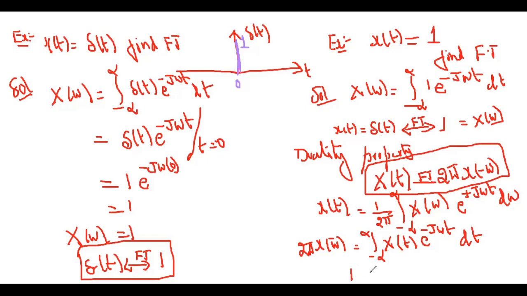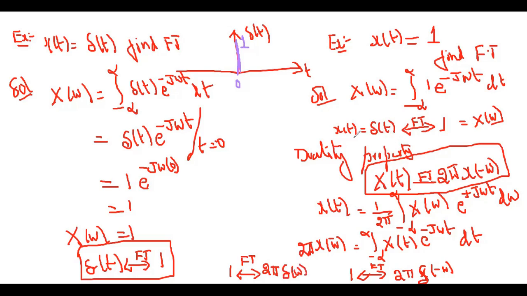Now let x of t be 1. When x of t is 1, what is x of omega? When I take 1 as the time domain function x of t, its Fourier transformation is 2 pi into x of minus omega, and this x of minus omega we get from the Fourier transformation of delta of t, which is 1. So the Fourier transformation of 1 is 2 pi into delta of minus omega. For negative and positive values, both are symmetric for the impulse function. So the Fourier transformation of 1 becomes 2 pi into delta of omega.